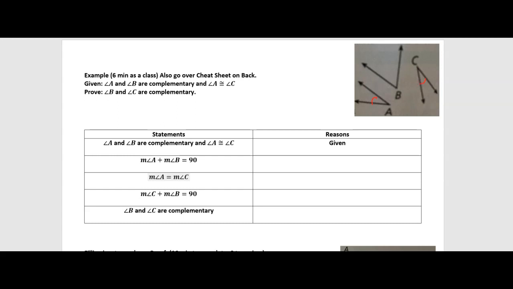Now, the first statement I already wrote down. I just wrote down the given, right? We have to start somewhere, and it's generally a good idea to start with the information that's already provided to you. The next statement says the measurement of angle A plus the measurement of angle B equals 90 degrees. So where did that come from? Well, it comes from our given. It says that angle A and angle B are complementary. So we know that the measurements of those two angles sum to 90 from the definition of complementary angles.